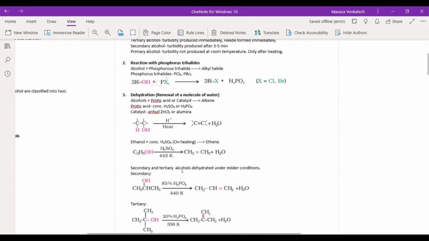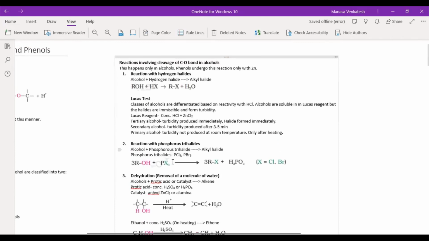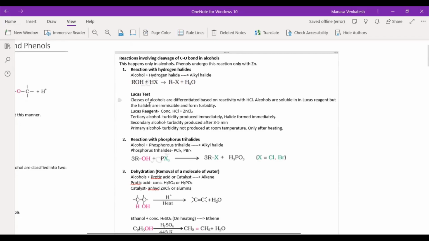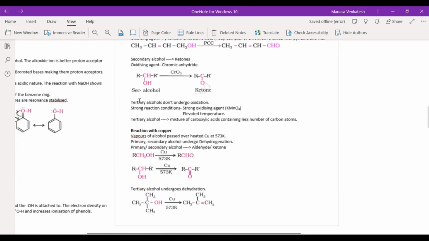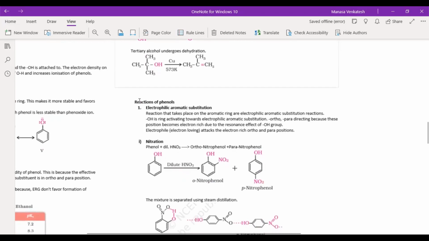Remember, 2 of these are just the opposite of the preparations that you learned. And this is basically whatever you learned in haloalkanes and haloarenes. I think reaction with hydrogen halides is also something you learned in haloalkanes and haloarenes. Something new is the Lucas reagent or Lucas test. The last one is reactions of phenols.